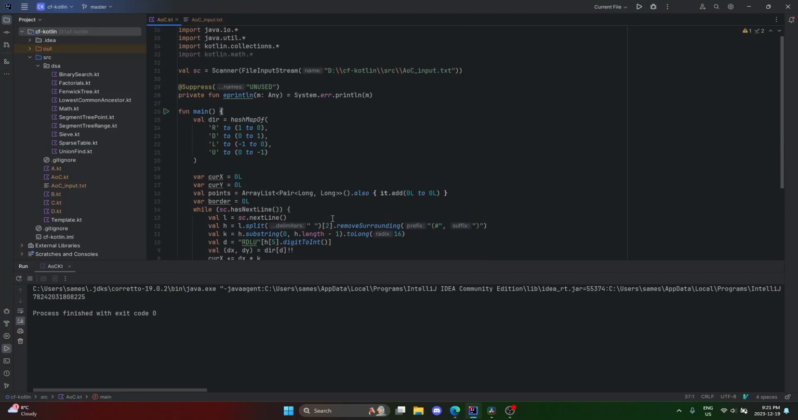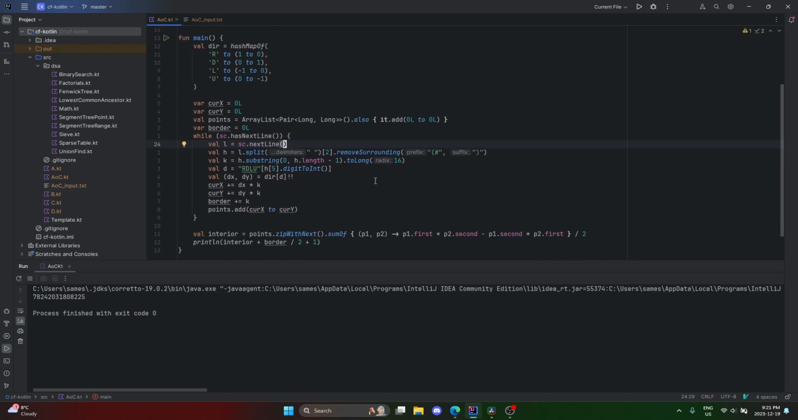So this is what I did in Kotlin. I scanned every line, right? And then I parse the last little bit of each line. I remove these surrounding things, so I'm only working with the third string in the line. I manually decode out how many units to move in that direction. I get a direction itself. And now I'm just updating my current X and current Y.